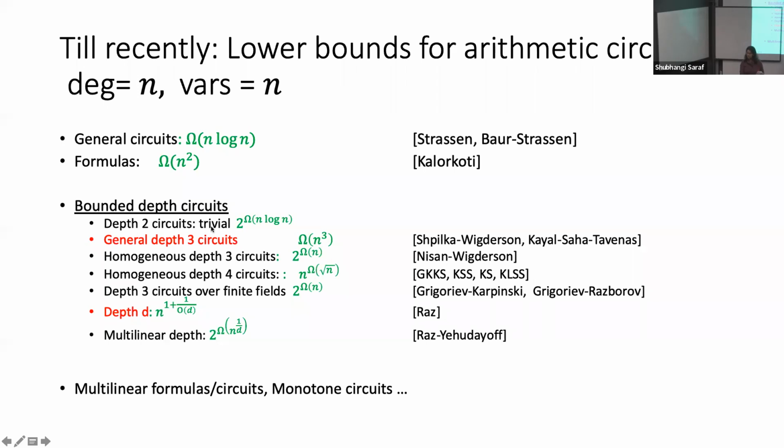Depth 2 circuits. To prove lower bounds for depth 2 circuits is trivial. A depth 2 circuit is a sum of products. So a depth 2 circuit computes a polynomial in its monomial representation, because the product gates can only compute monomials, and a sum of products is writing a polynomial as a sum of monomials. So any polynomial which has a lot of monomials, like the determinant or the permanent, such depth 2 circuits computing such polynomials have to have size n to the n. So lower bounds for depth 2 circuits is trivial.